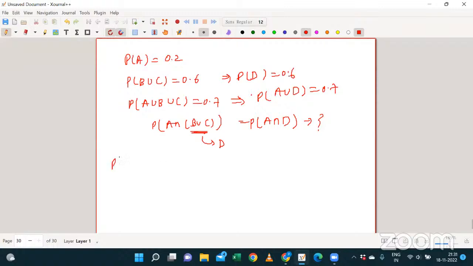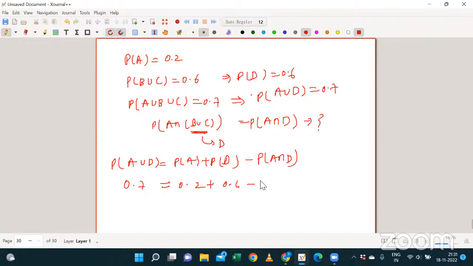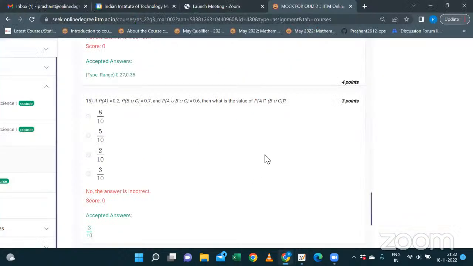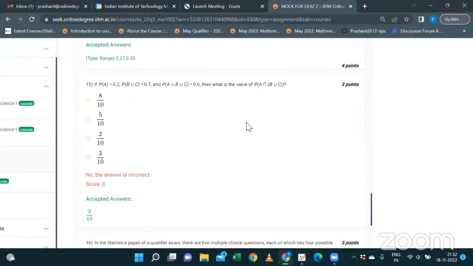So you know the addition theorem: probability of A union D is equal to probability of A plus probability of D minus probability of A intersection D. So probability of A union D is given to us as 0.7, equal to 0.2 plus 0.6 minus the probability of A intersection D. It's simple. I just substituted the values, but I didn't consider 0.6 as D, and that's why I got the value wrong. If you consider it as D, then you will get the correct answer.